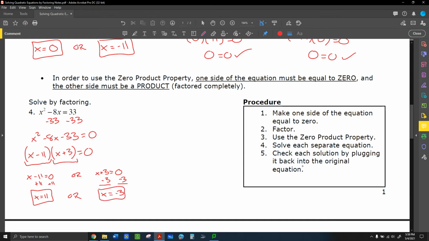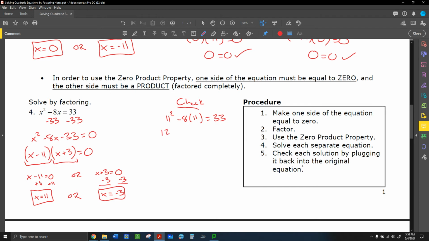And last but not least, step 5 is to check our solutions. So let's go ahead and plug in both of our solutions. x equals 11. Plug it into the original equation. The original equation is x squared minus 8x equals 33. Let's plug in 11 for x. We get 11 squared minus 8 times 11 is equal to 33.